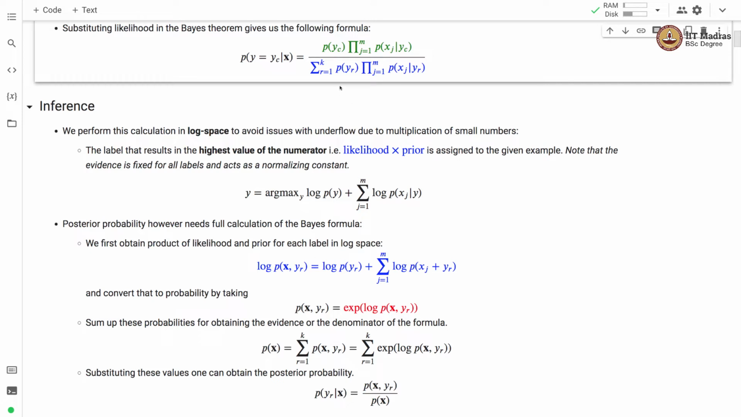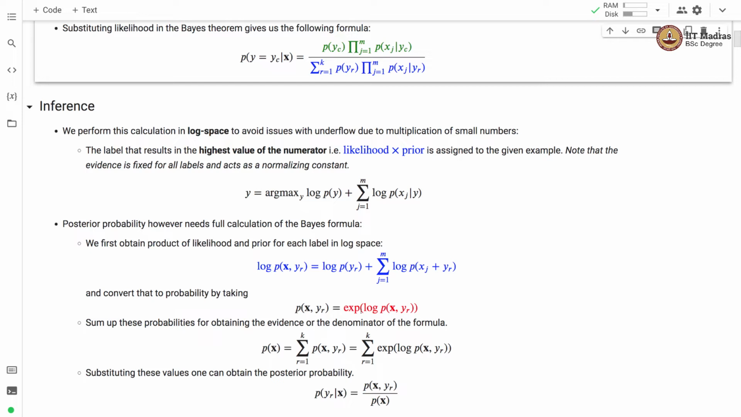and then we convert this numerator from log space into probability by taking the exponential on both the sides. So when we take exponential on this side, exponential and log get cancelled, and we get the joint probability of the features and the label, and that can be expressed as exponential of log of the joint probability. And this joint probability is nothing but likelihood into prior, which can be calculated with this particular formula.